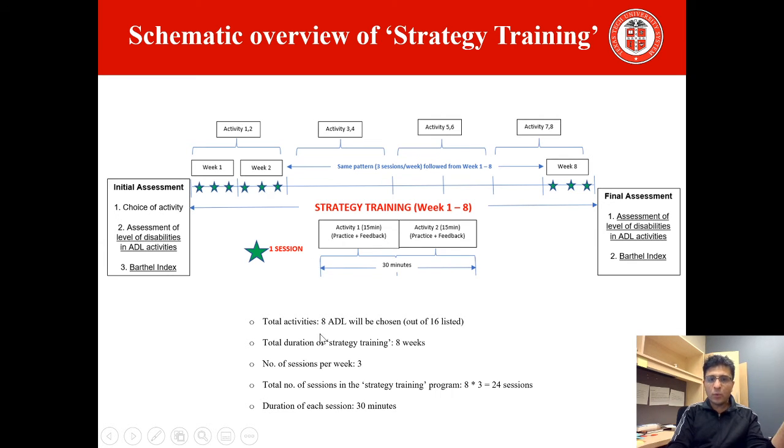So in total, we have 8 ADLs which will be taught through this training, and the total duration for this training is 8 weeks. In 1 week, as I've already said, 3 activities will be planned of 30 minutes each, so a total of 24 sessions will be allocated to train all these 8 ADLs.